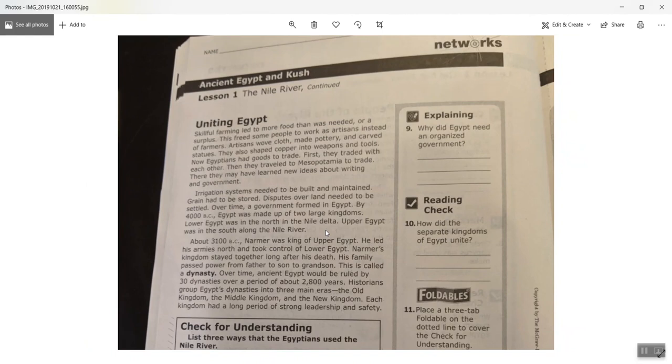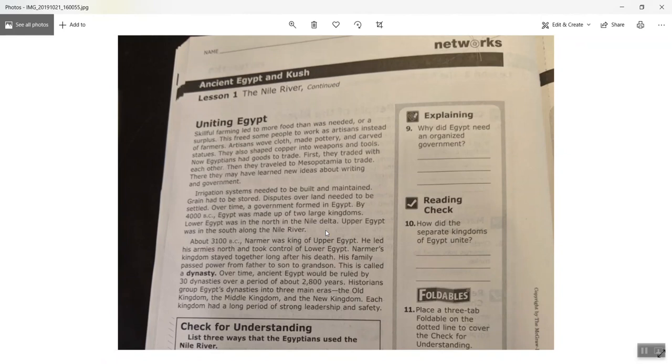Skillful farming led to more food than was needed, or a surplus. This freed some people to work as artisans instead of farmers. Artisans wove cloth, made pottery, and carved statues. They also shaped copper into weapons and tools. Now Egyptians had goods for trade. First, they traded with each other. Then they traveled to Mesopotamia to trade. There they may have learned new ideas about writing and government.